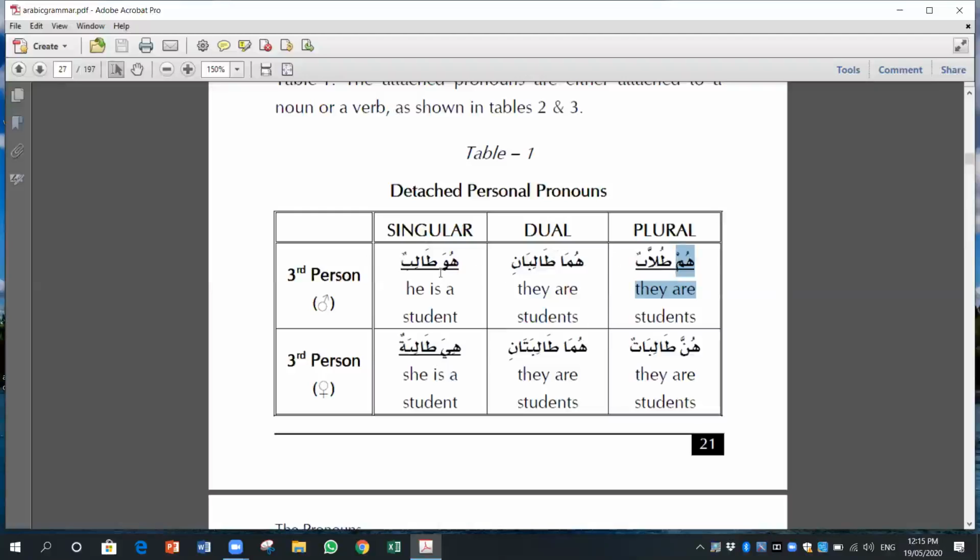Okay. And there is another word written, talibun. Talibun means student. Talib means student. Huwa talibun, he is a student.